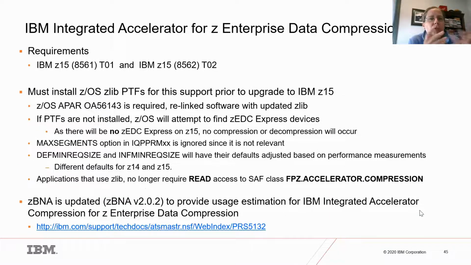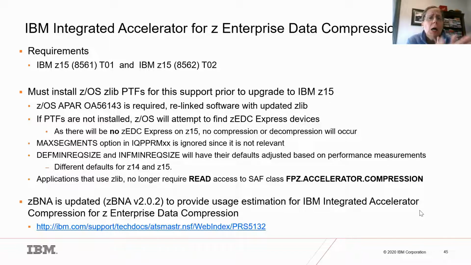So for data compression, what do we have for the NXU on the chip? Well, it's on the Z15, T01 and T02. You'll need a PTF installed to support zlib, okay? There's some description here about what will happen if you don't have the zlib PTF on, but just put the PTF on. It is considered a required fix for the Z15, so you should have it on.